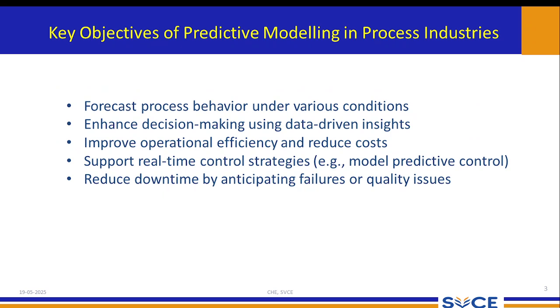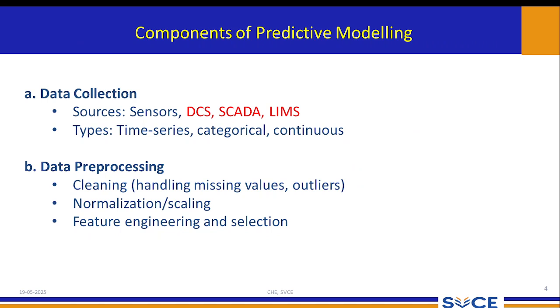The key objectives of predictive modeling in process industries: forecast process behavior under various conditions, enhance decision making using data-driven insights, improve operational efficiency and reduce cost, support real-time control strategies, for example model predictive control, and reduce downtime by anticipating failures or quality issues.